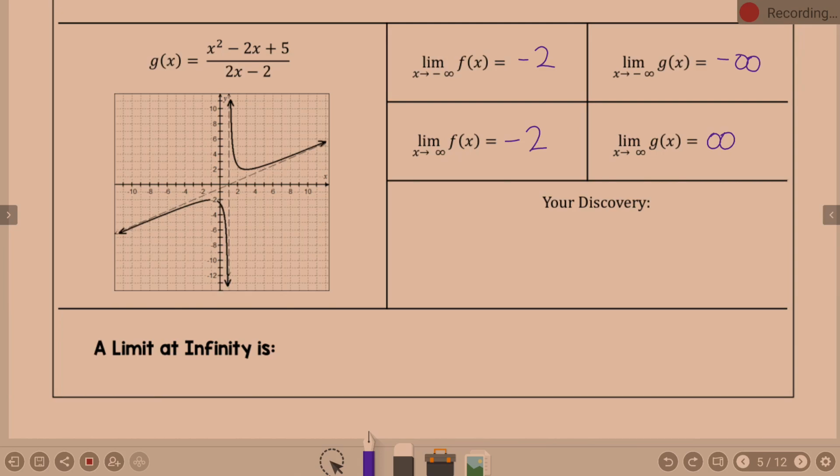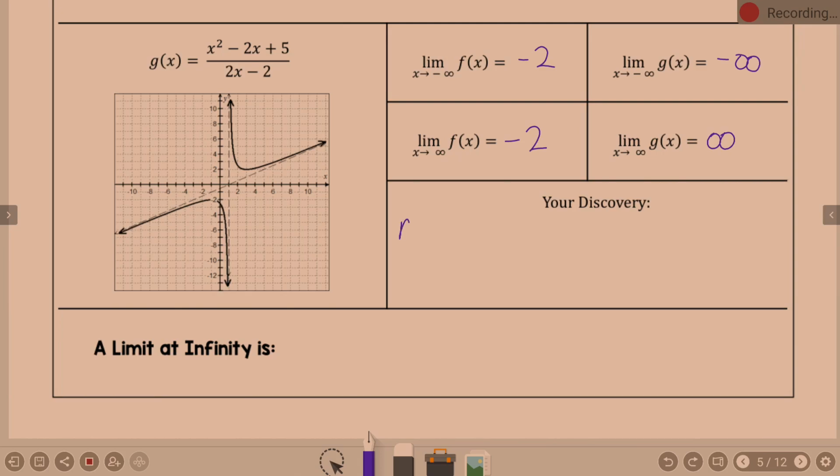Now, we kind of had two different things here, right? But in both cases, it was as x approached positive or negative infinity. And the idea is the limit will either approach a y value, like it did with the horizontal asymptote, or it will be unbounded. And being unbounded is like it was with the slant asymptote.